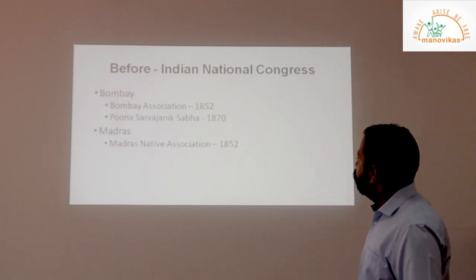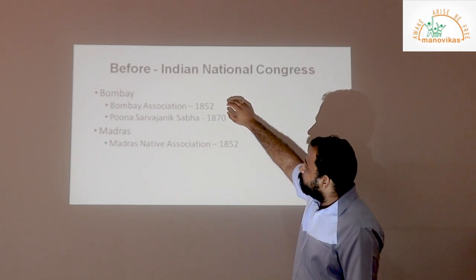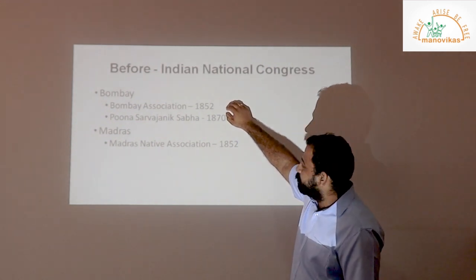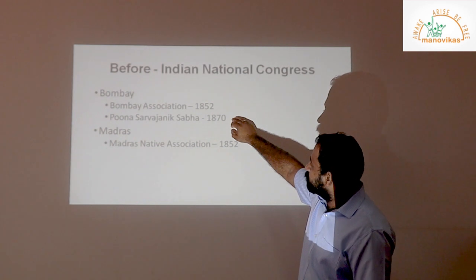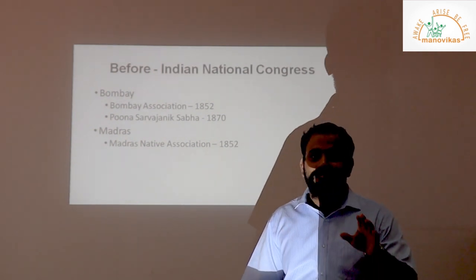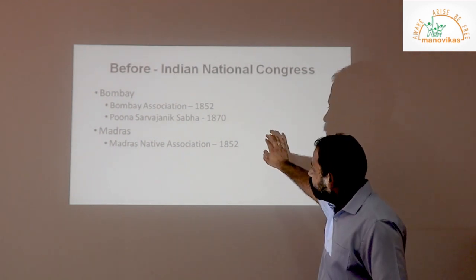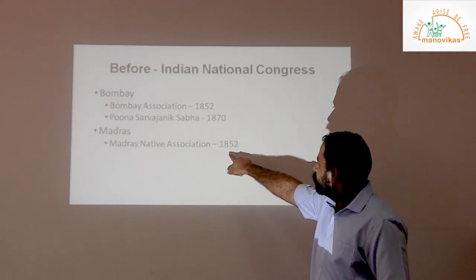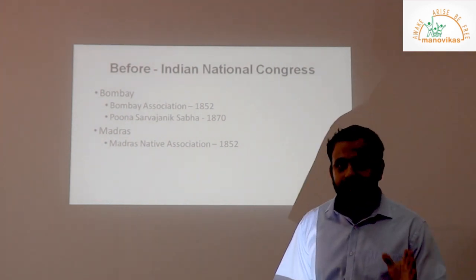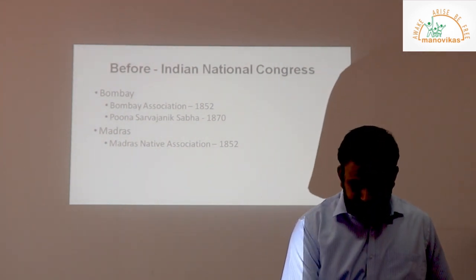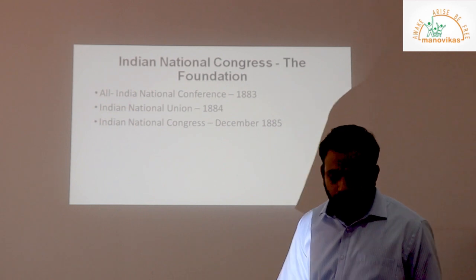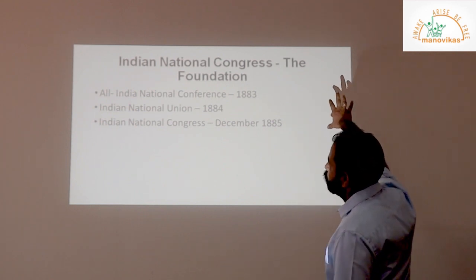In the same way, in Bombay we have the Bombay Association of 1852, and the Pune Sarvajanik Sabha, which was formed by Justice Ranade. They were local. In the same way, the Madras Native Association of 1852 in Madras Presidency. Now let us go to how this Indian National Congress was formed.